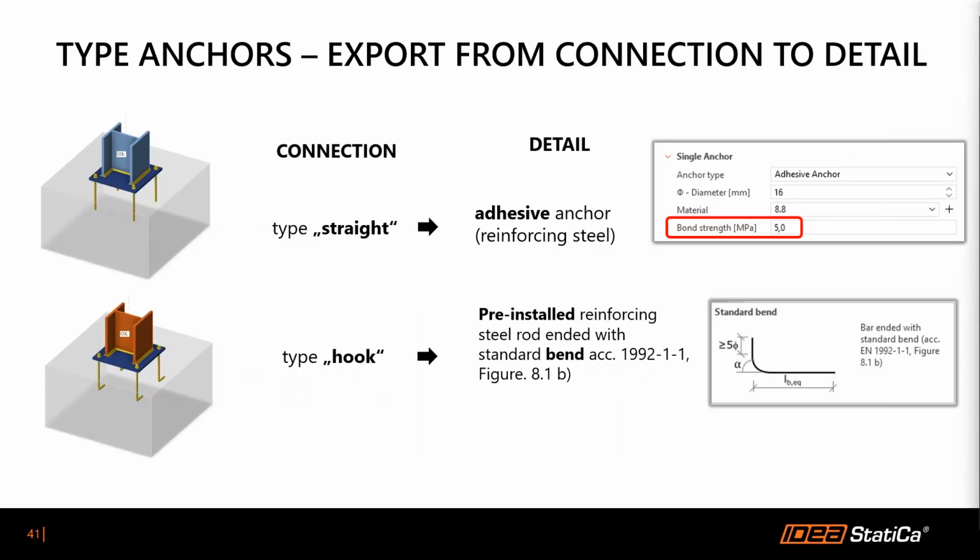When the straight or hooked anchor are set in connection, they are exported into detail as the following. They are exported as an adhesive anchor. And over here, you can define the bond strength. This would be a design value of the bond strength according to the manufacturer of that anchor. The hooked anchor type is exported as pre-installed reinforcement rod with a standard bend according to the Eurocode.